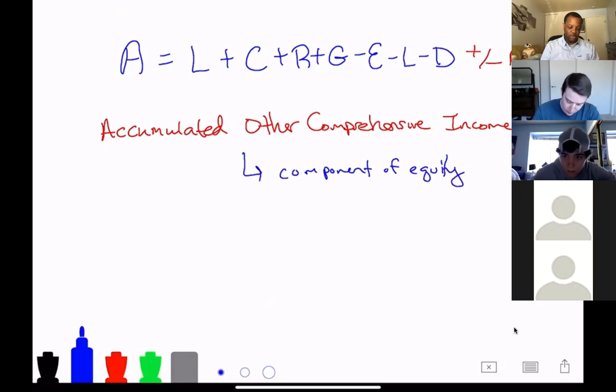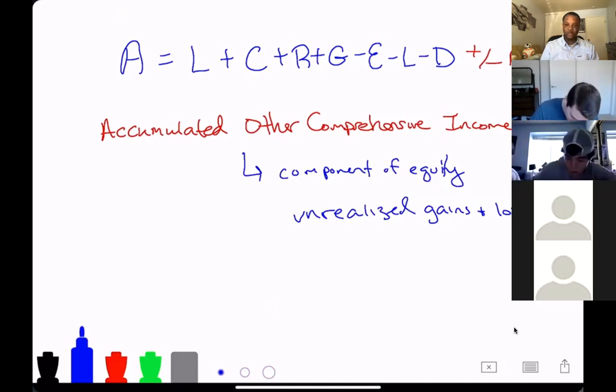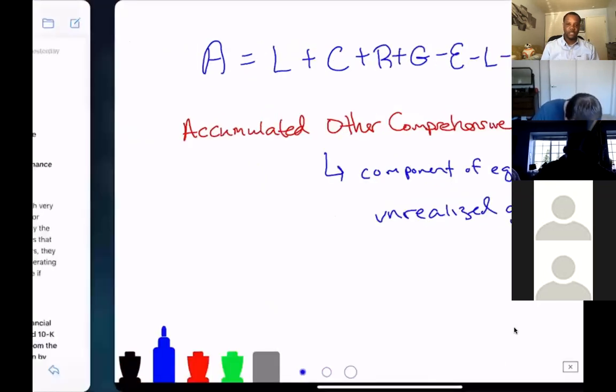And it's used to capture unrealized gains and losses. Can you repeat what you just said? It's a component of equity, and it's used to capture unrealized gains and losses.